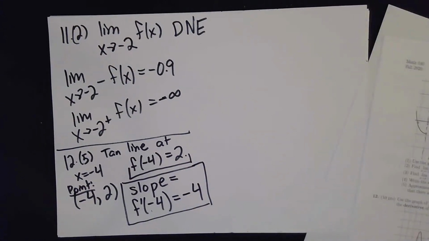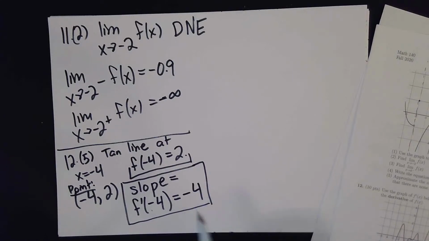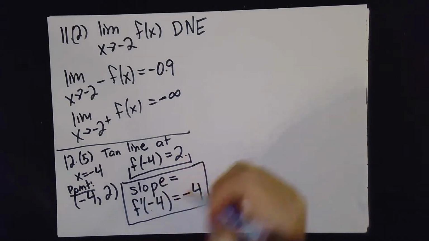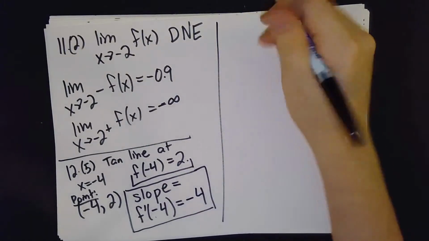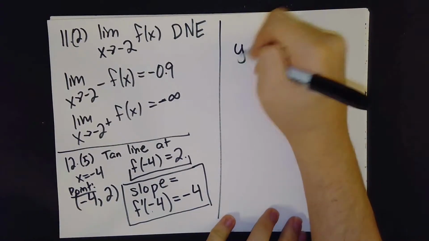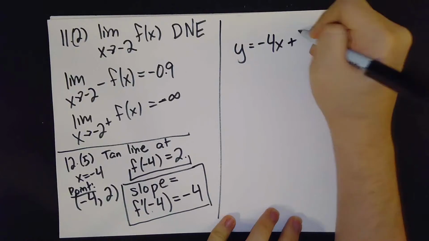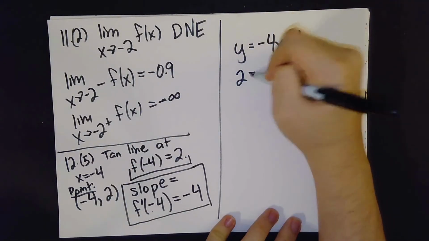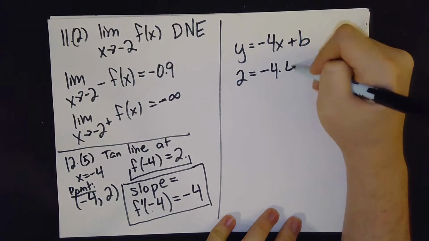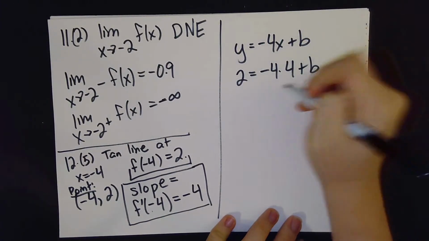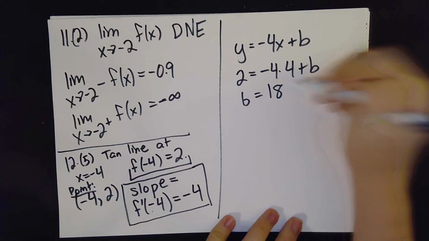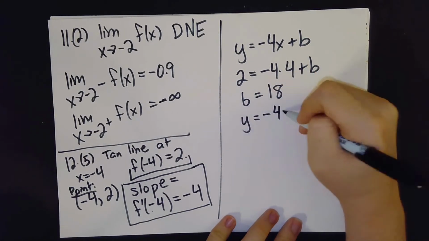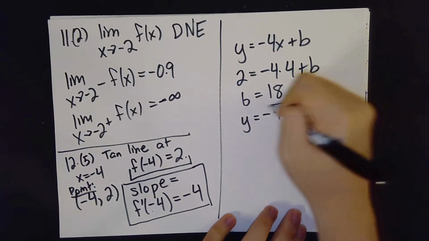Ascribe no significance to the fact that the minus 4 and the minus 4 match. That's just a coincidence. But now I know that my tangent line has an equation that looks like y equals minus 4x plus b. And I know that it passes through minus 4, 2. So 2 is minus 4 times minus 4 plus b, which tells me that b is minus 14. So the equation of the tangent line works out to be y equals minus 4x minus 14.